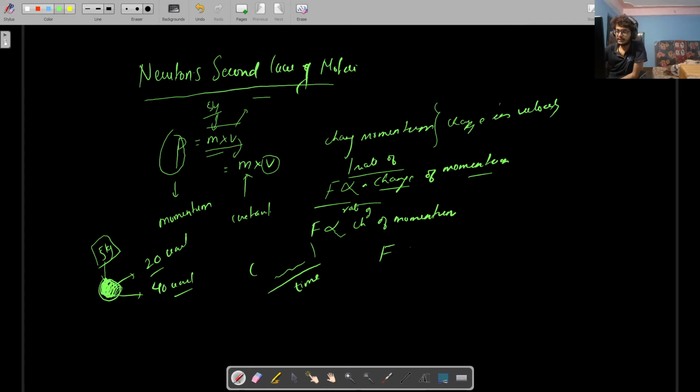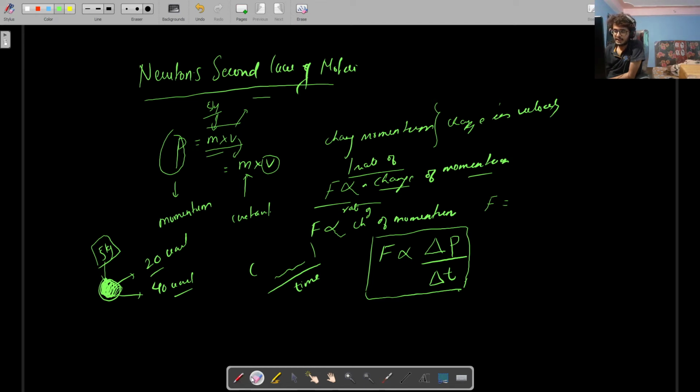So according to this definition, force is nothing but change of momentum. We denote change of anything by delta of that quantity. So this triangle is known as delta, and now momentum is changing, so delta p divided by change in time, or total time, whatever it is, just put delta t. So force is directly proportional to rate of change of momentum. So this is the second law of motion.